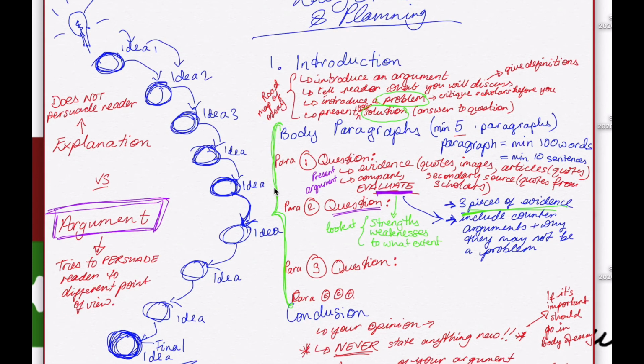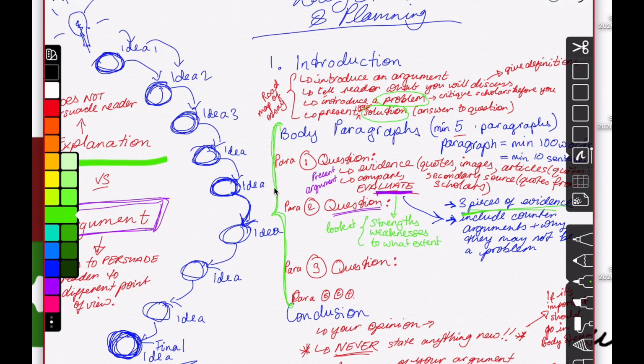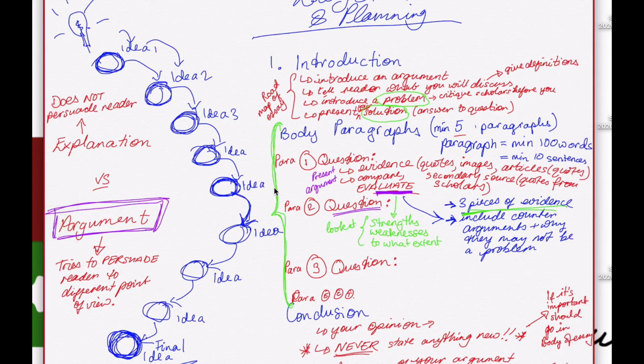And then just before we do the conclusion, I just want to go to this idea of explanation versus argument. So we talked about it a little bit. So descriptive versus argument. So an argument, we're trying to persuade our reader to a different point of view. An explanation, we will at some points need explanations, but you cannot have an essay that is full of explanations and descriptions, because it's not persuasive.